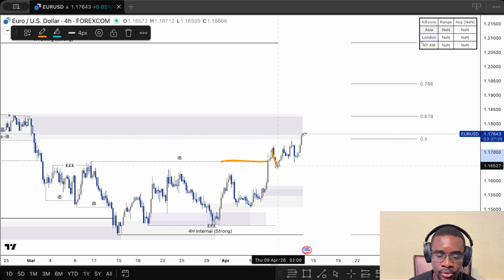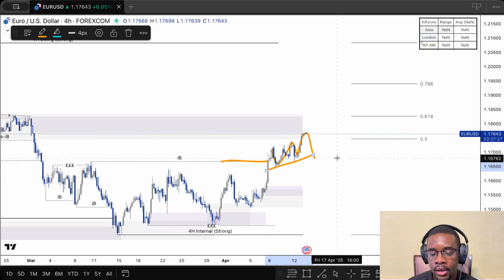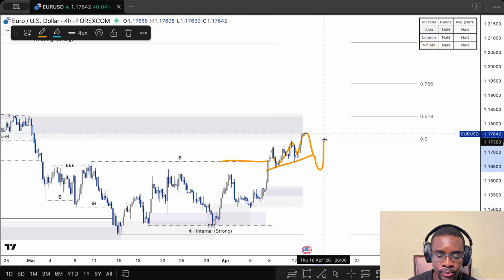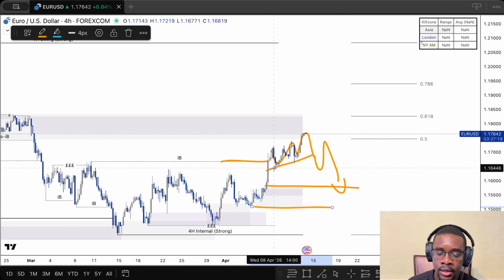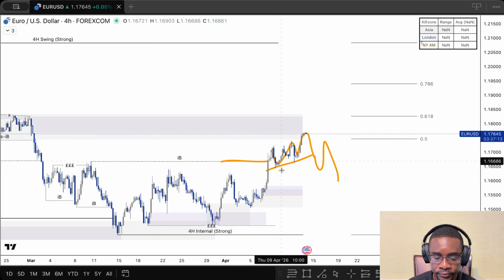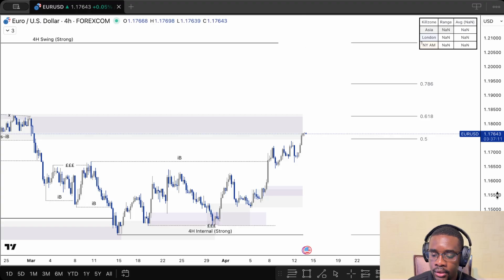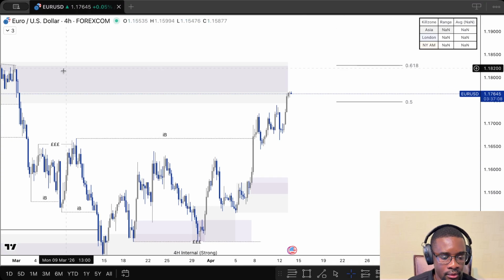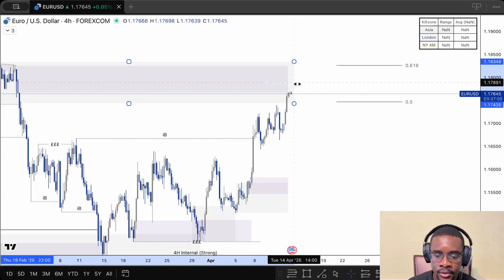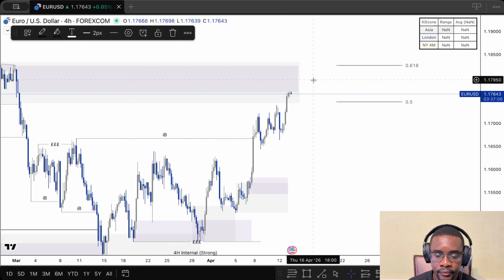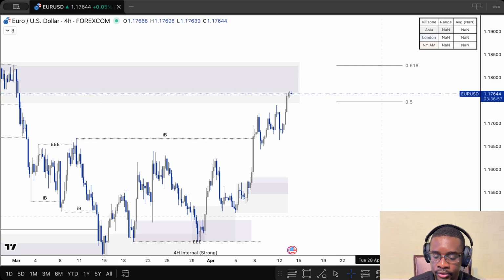So after break of structure, we do expect some kind of pullback. This is not a strong or a deep pullback. At some point we do expect price possibly to push lower, maybe come down to mitigate some of these areas, at least sweep this low at the bottom right there. So right now price is in this area, mitigating that area of supply.